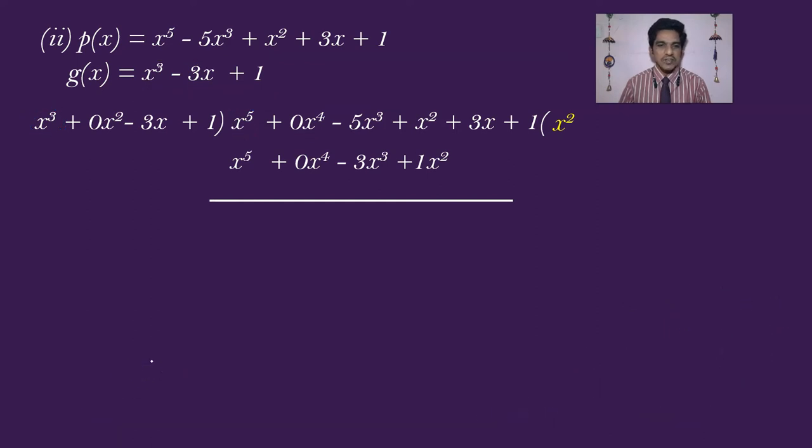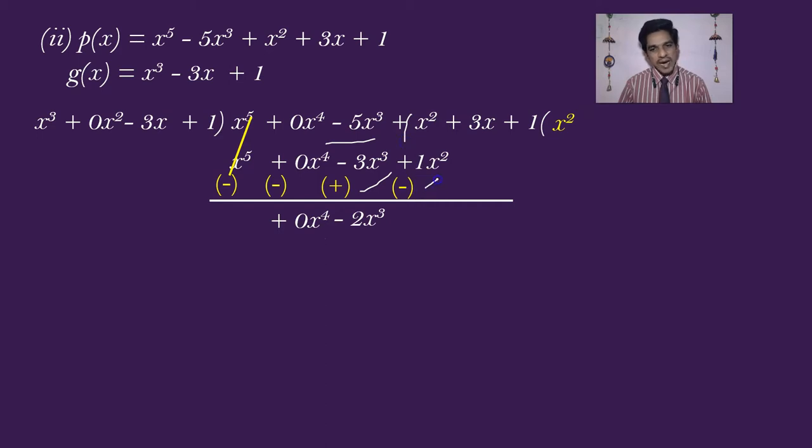So change the signs of the second polynomial. Signs change, so x power 5 and x power 5 get cancelled because they have different signs. 0 x power 4, 0 x power 4. Let us write 0 x power 4. This is minus 5 and this is plus 3. Minus 5 and plus 3 will give you minus 2 x cube. This is plus 1, this is minus 1. Plus 1 and minus 1 will be cancelled. So you have to write 0 x square. Let us carry 3x. So this is plus 3x.